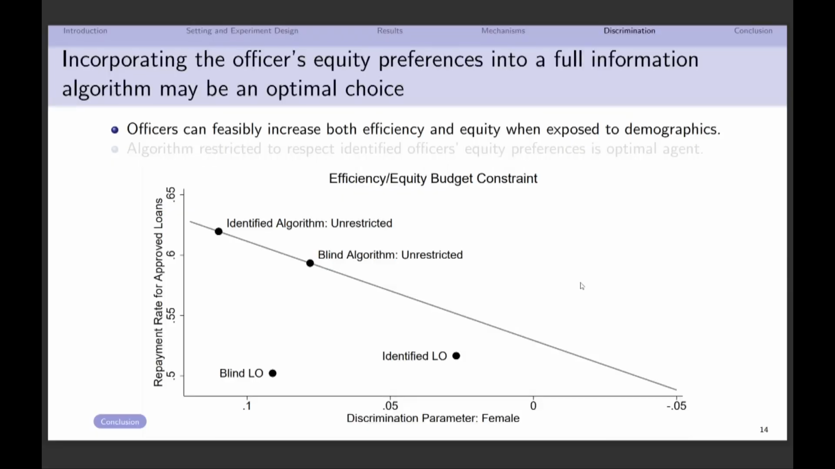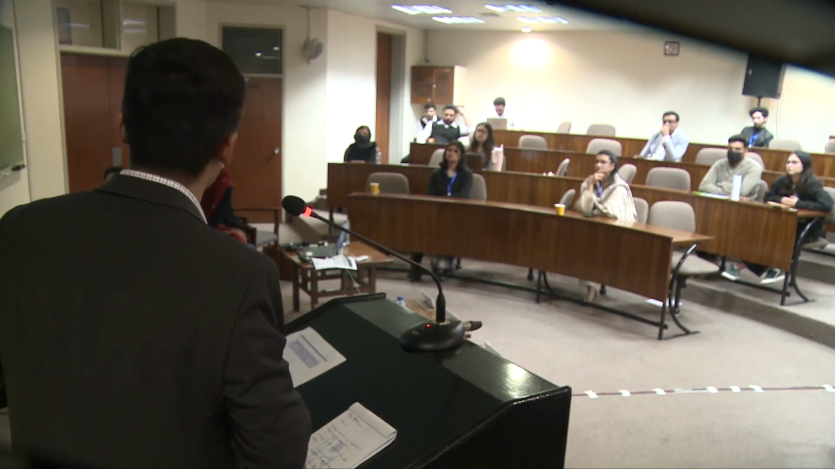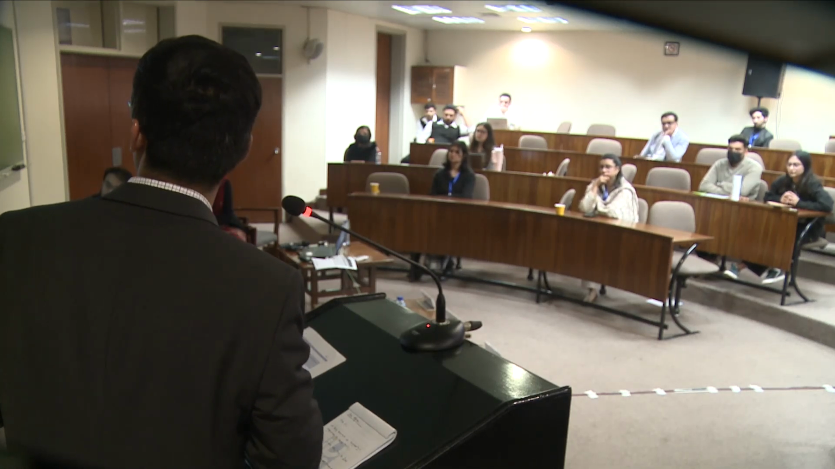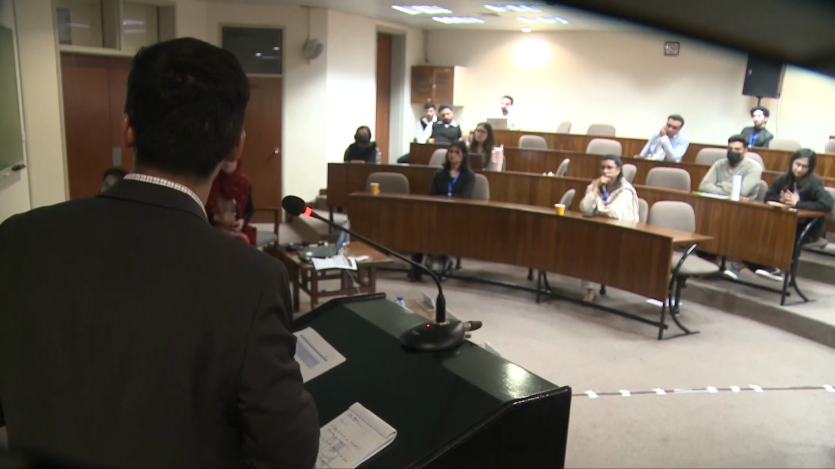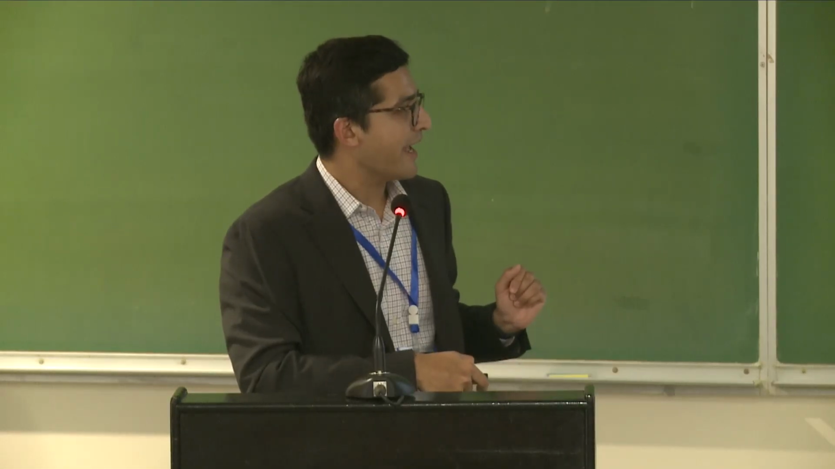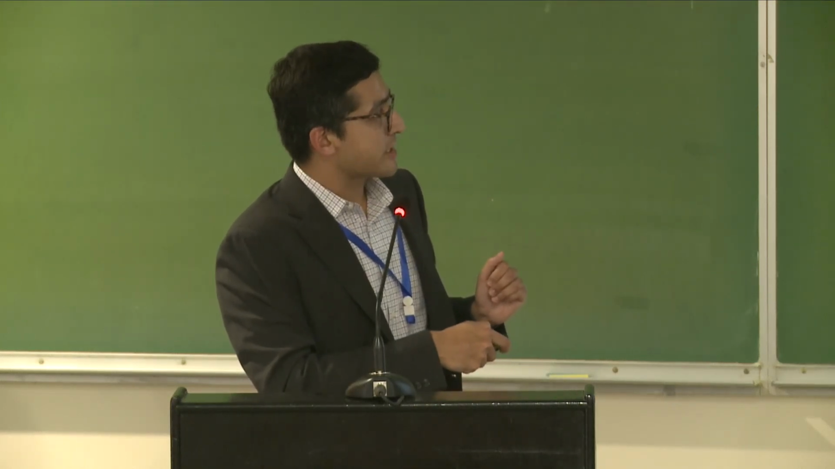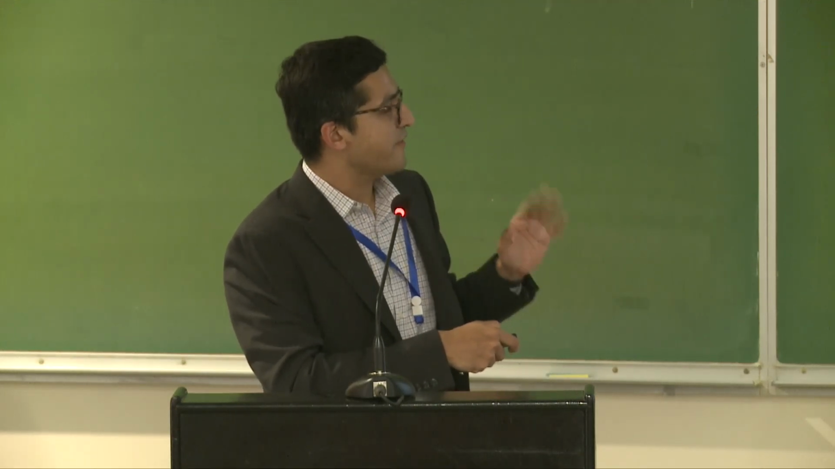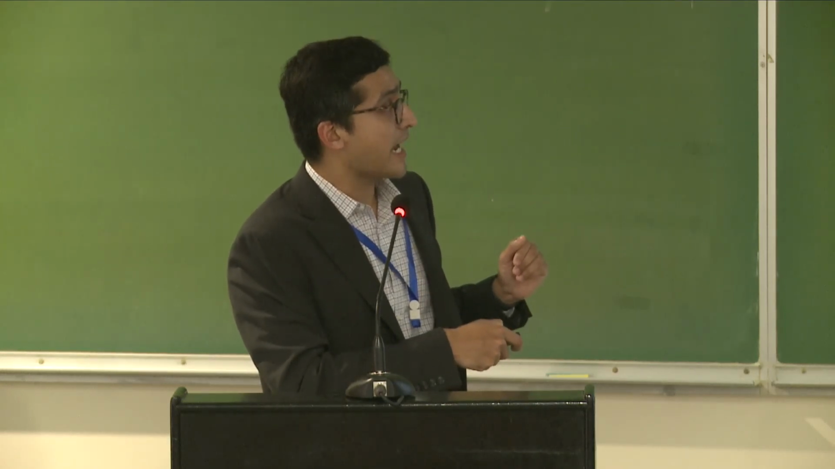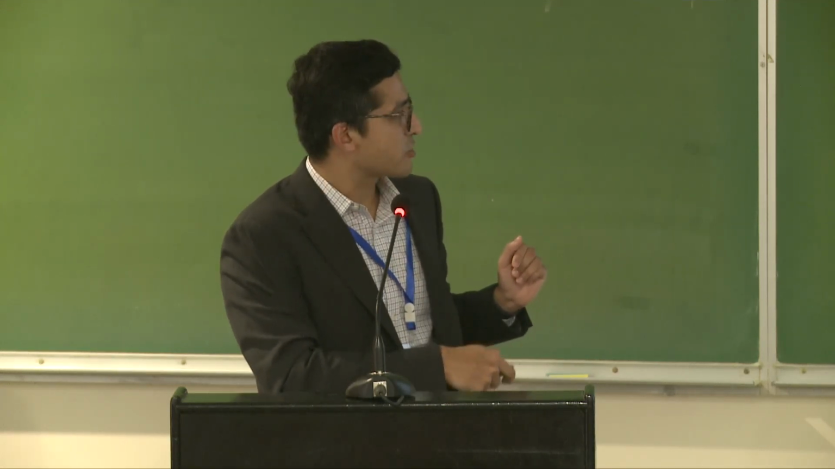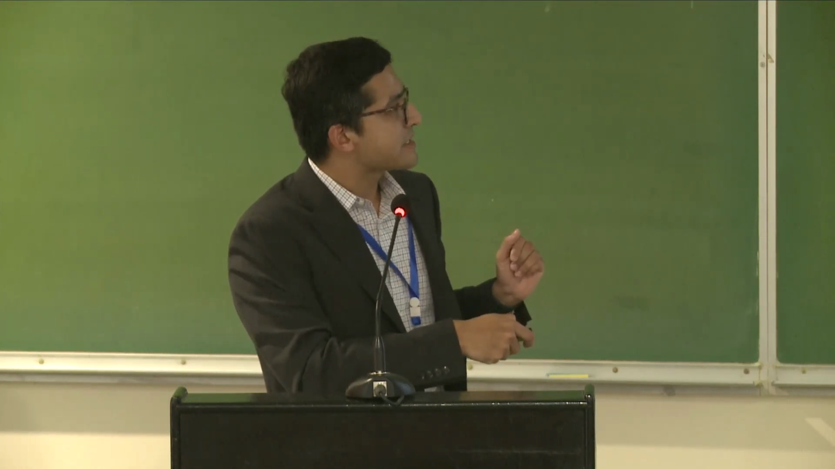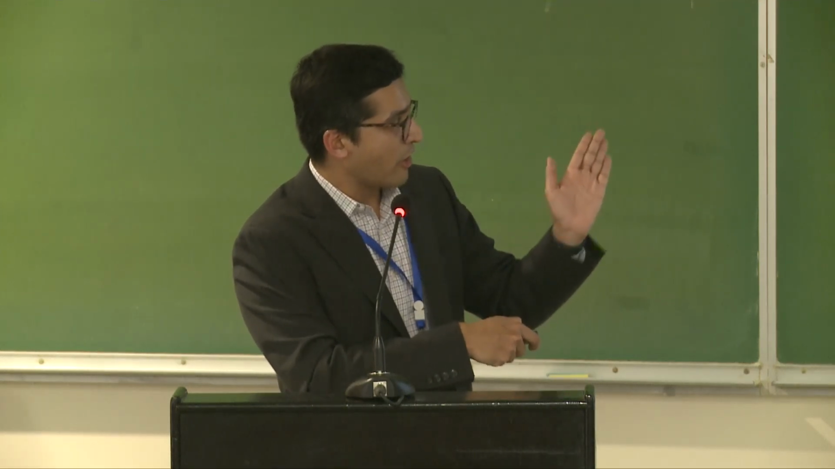I'll skip this. Okay, so now let's think about what is the optimal choice in the minute that I have left. So suppose this is an indifference curve. Suppose this is a budget constraint, where on the y-axis is the repayment rate for approved loans, on the x-axis is the discrimination parameter, right? So you're trading off equity and efficiency. And so what you see is that the identified algorithm that sees everything achieves a higher repayment rate, as you might expect, but discriminates more, right? And then when it's blinded, it goes along the budget constraint.